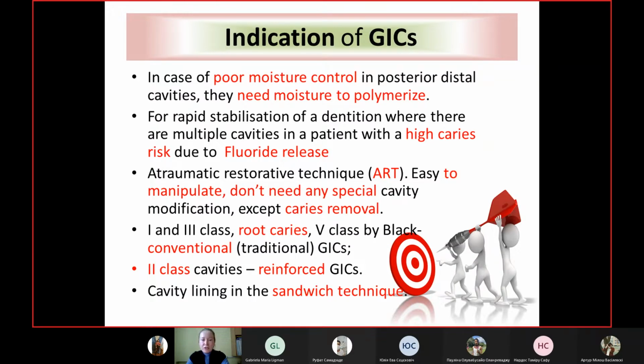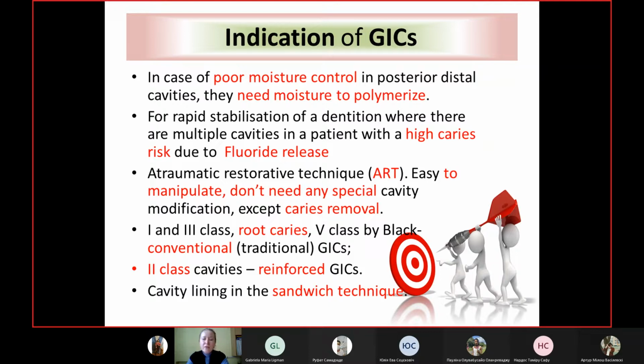Second clinical indication, for rapid stabilization of a dentition where there are multiple cavities in a patient with a high caries risk, due to fluoride release. They can be used as an atraumatic restorative treatment because they are easy to manipulate and they don't need any special cavity preparation except the caries removal. They can be used in the first and third class restorations, root caries, especially in adult patients, and class 5 by Black, cervical lesions.